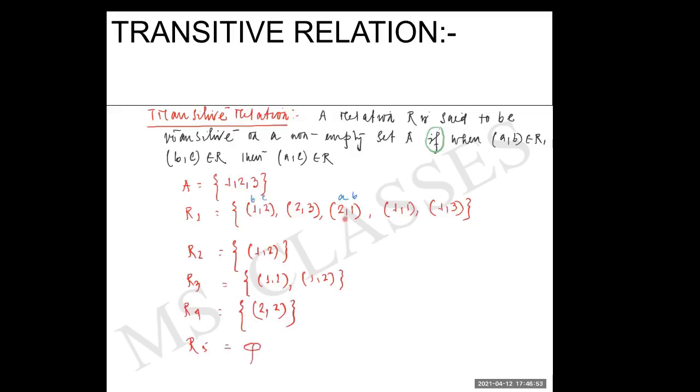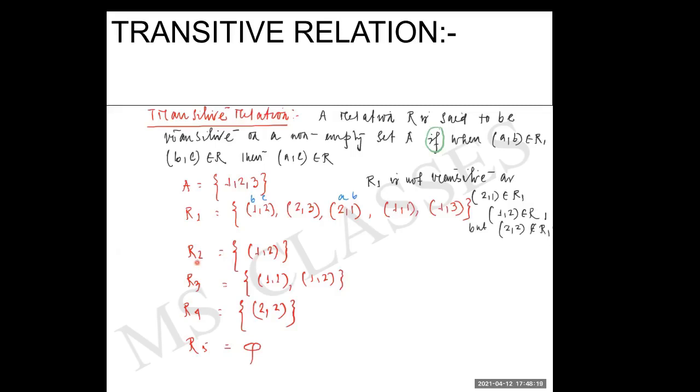See, (A, B) is there, (B, C) is there, but (A, C) is not there. Write it down: R1 is not transitive. If you can find any one pair like this, which is not obeying the condition, then it is not transitive. So write R1 is not transitive as (2, 1) belongs to R1, (1, 2) belongs to R1, but (2, 2) does not belong to R1.